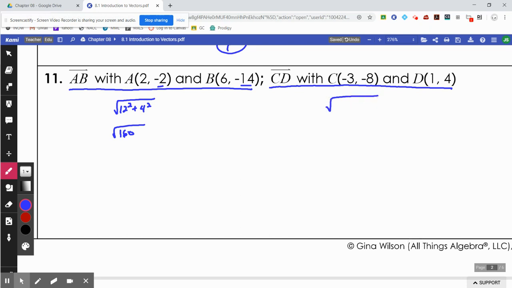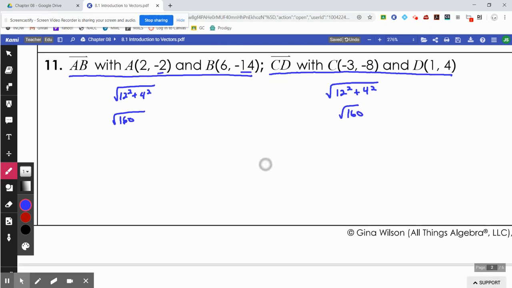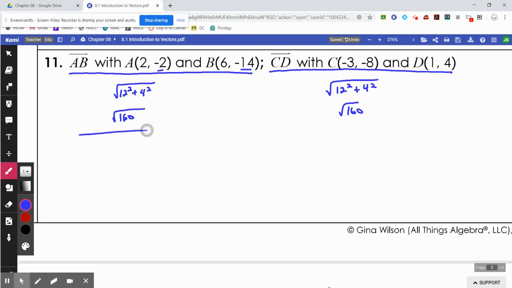We have the square root of the distance from -8 to 4. And you can do x's first, y's first, it does not matter. -8 to 4, that's the distance of 12, plus -3 to 1, that's the distance of 4. So you get the exact same answer. So far the magnitudes are the same. Now let's check their slopes.